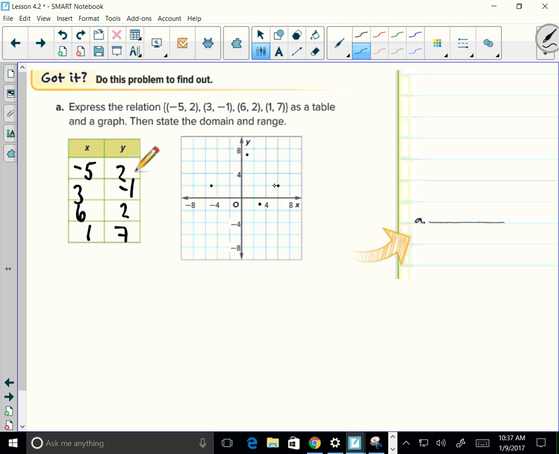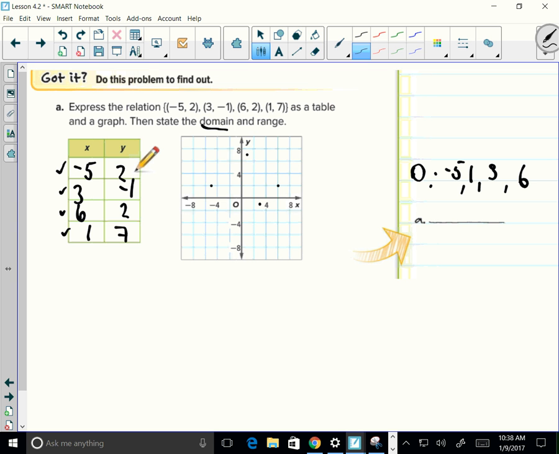Now the domain, remember domain is all of my x's, and I go from smallest to biggest. So my smallest one for sure for my domain is going to be -5. After -5, the next smallest one is +1. So that one's gone. Now we have +3 and +6. Again, if you have anything repeating, don't put it twice.